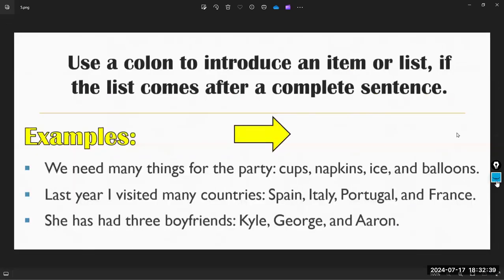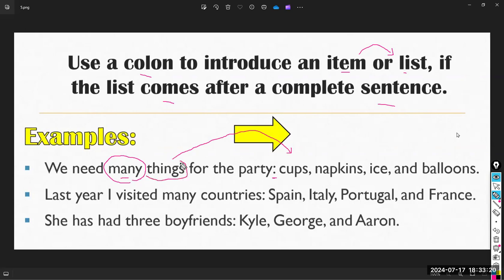Now, rule number one says we have to use the colon to introduce an item or list if the list comes after a complete sentence. Let's take a look at this example. This example says we need many things. Notice that if I say many things, I'm talking about items in a list. We need many things for that party, colon. So what are the things that you need for the party? I said that they are many. So what are they? Let me tell you the things that we need for the party.